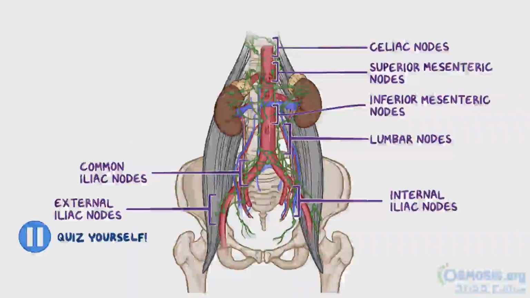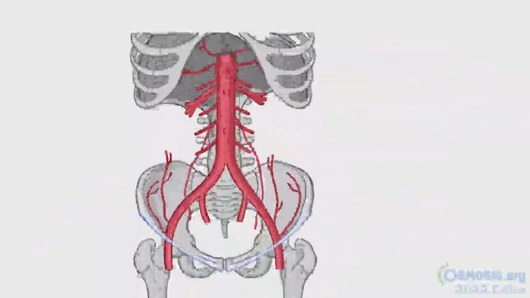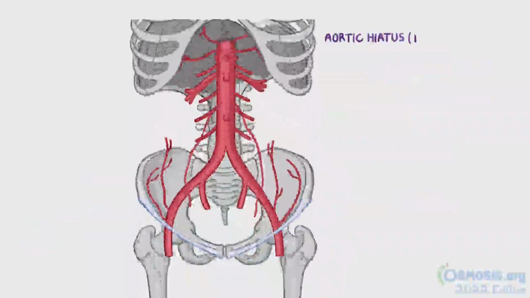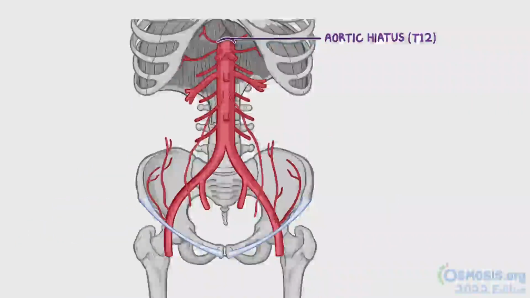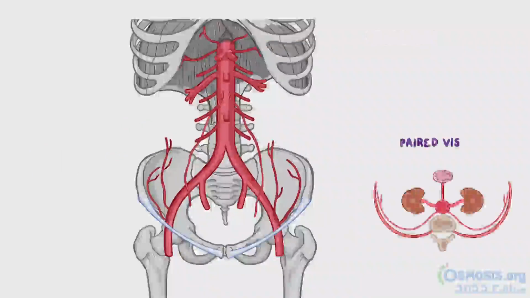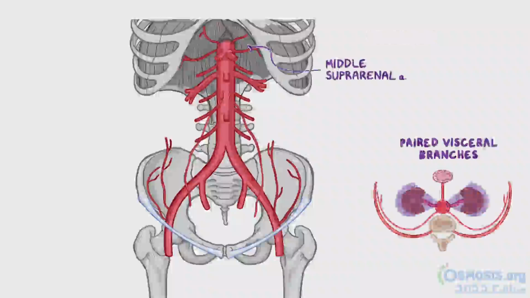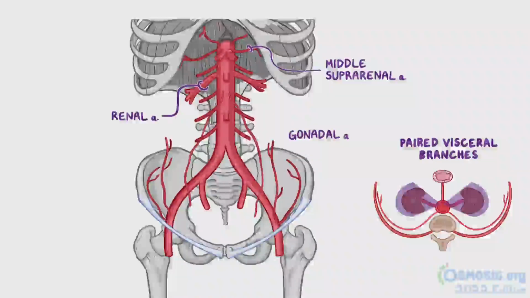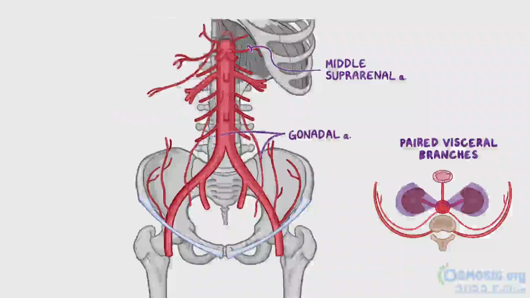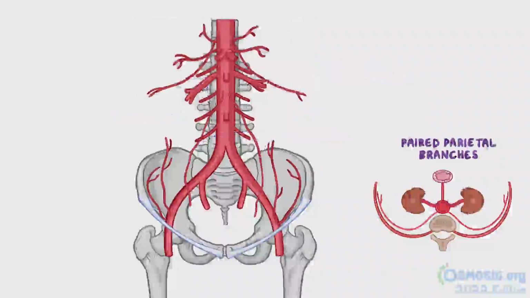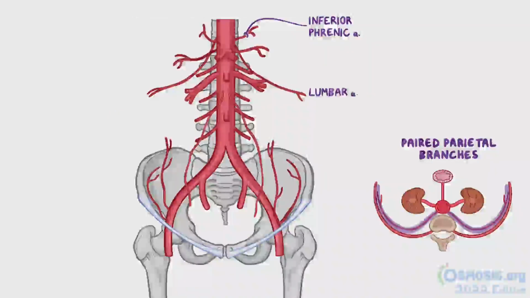All right, as a quick recap, the abdominal aorta begins at the aortic hiatus, at the level of the T12 vertebra, and ends at the level of the L4 vertebra, bifurcating into the left and right common iliac arteries. The paired visceral branches of the abdominal aorta are the middle suprarenal arteries, the renal arteries, and the gonadal arteries. The paired parietal branches of the abdominal aorta are the inferior phrenic arteries and the lumbar arteries.